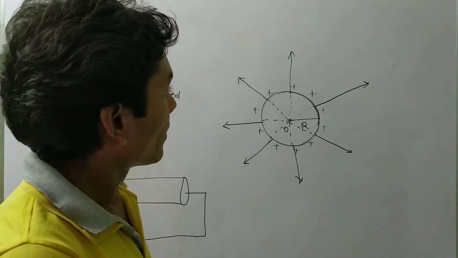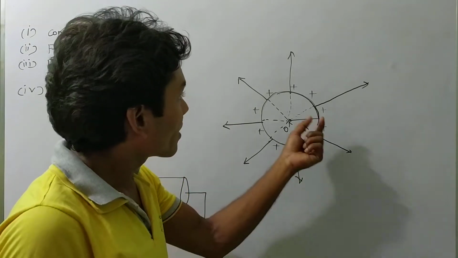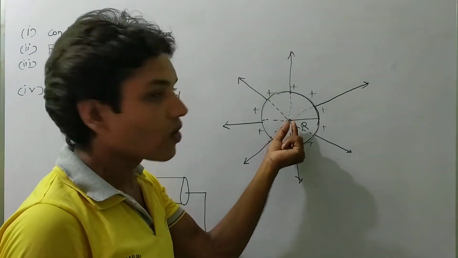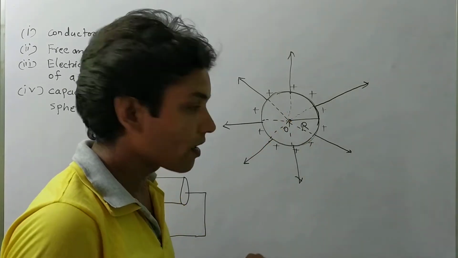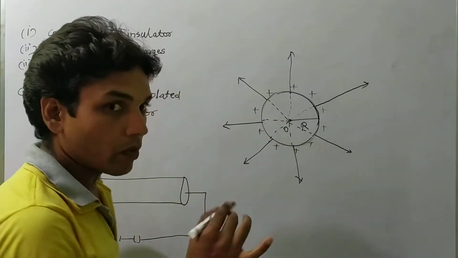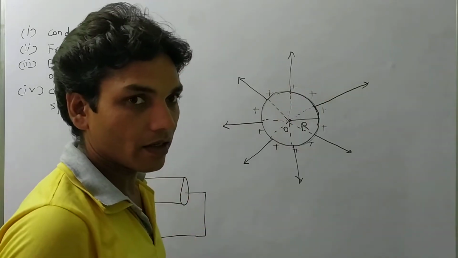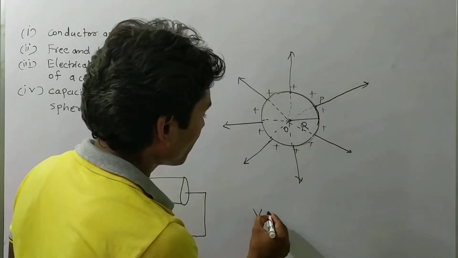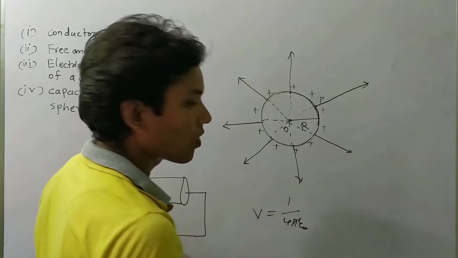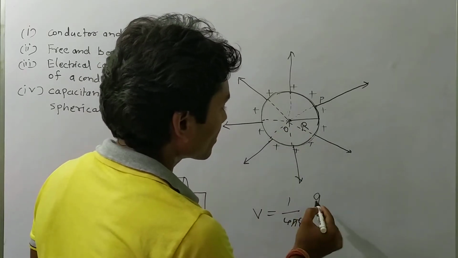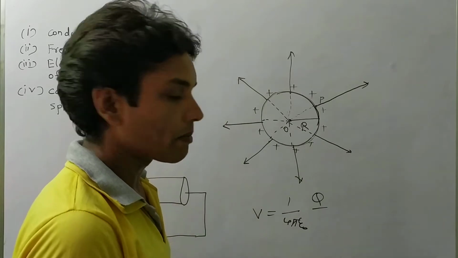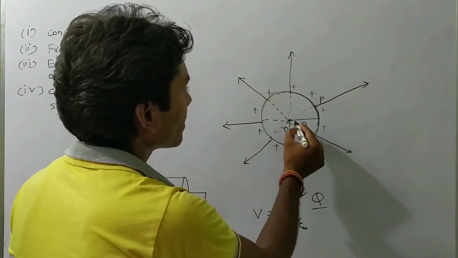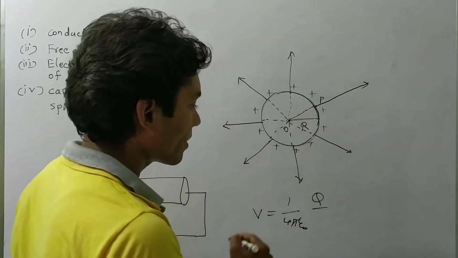Now, assuming that this charge which is distributed over the surface is concentrated at point O, the potential on the surface of the conductor, at this point P, will be V equals 1 upon 4 pi epsilon naught times Q, where Q is the charge, divided by the distance of the point P from the center, which is equal to the radius of the spherical conductor.